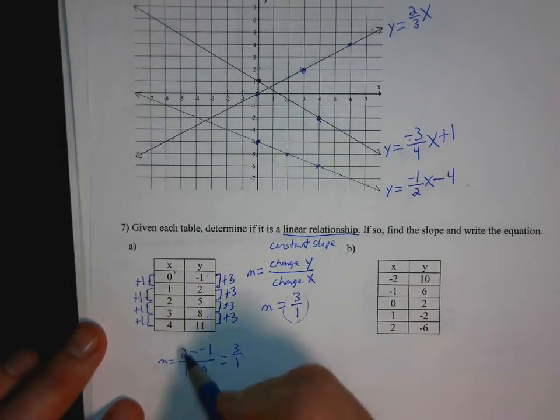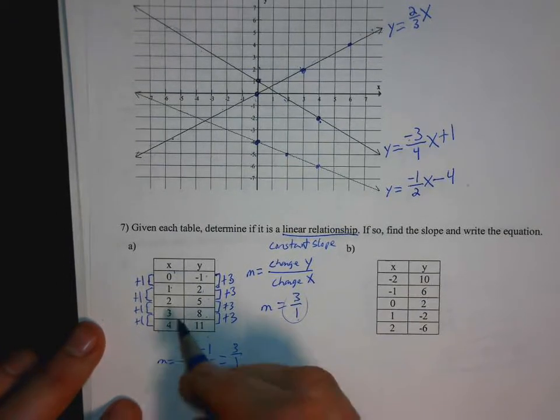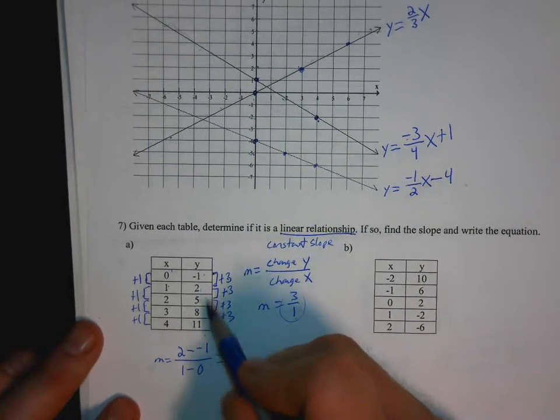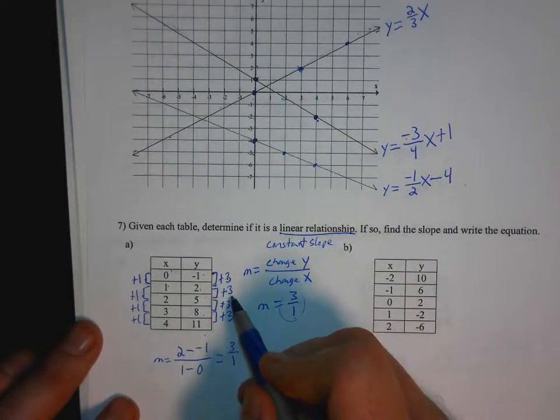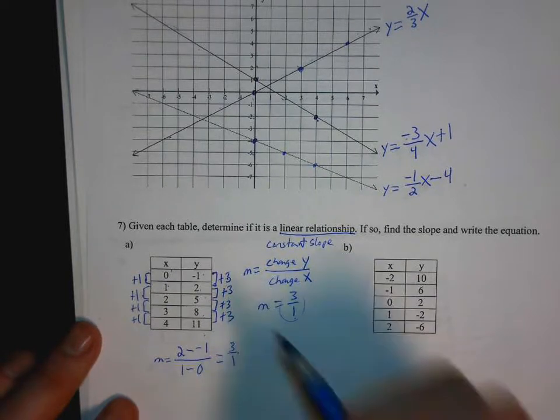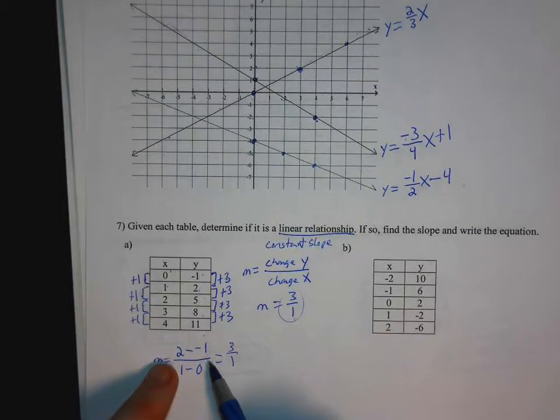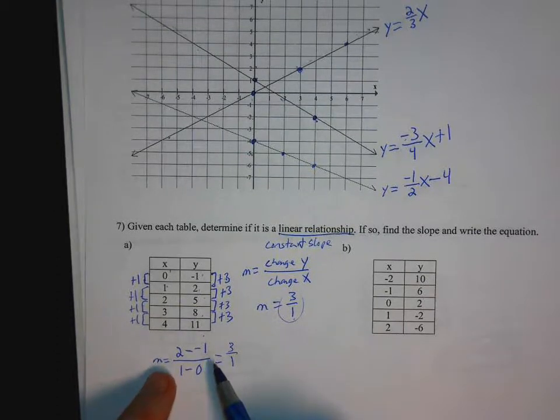Okay, and then you would have to do it for the next pair of points, which you can see gets very time-consuming and just a lot of work to show. So when you have a table of values, doing this plus 3, plus 3, plus 3, that's a good way to show how you get the slope rather than using the formula y2 minus y1 over x2 minus x1.